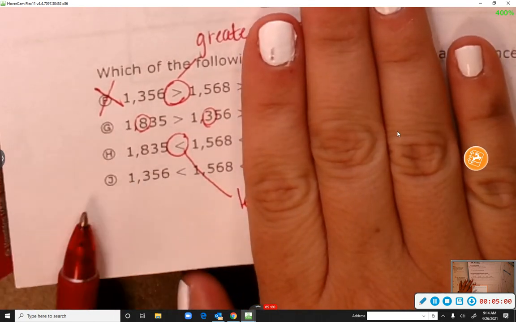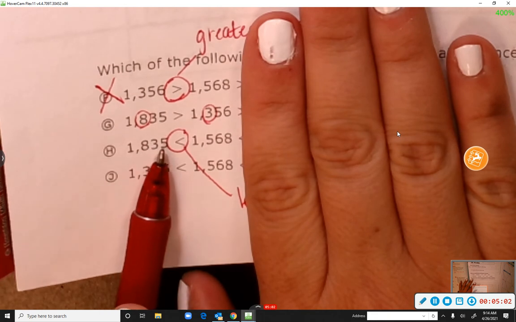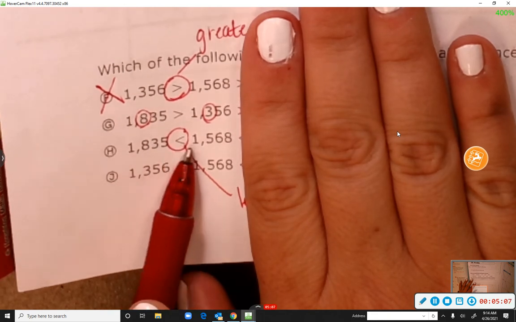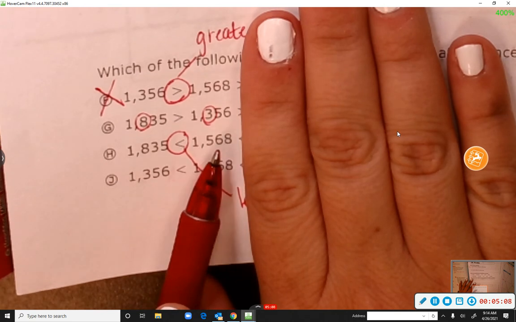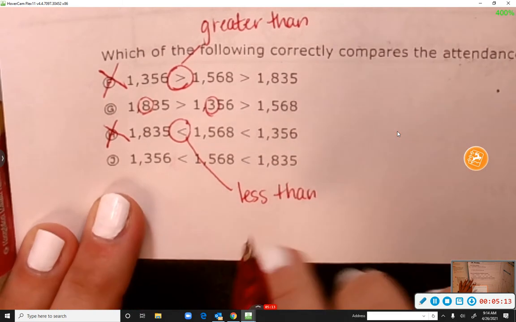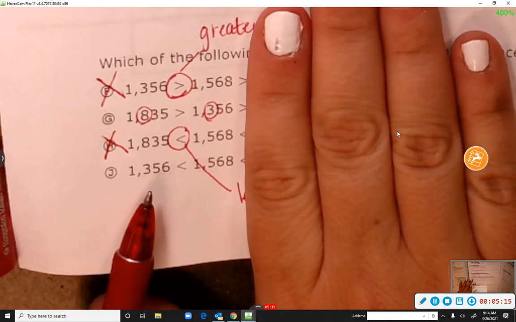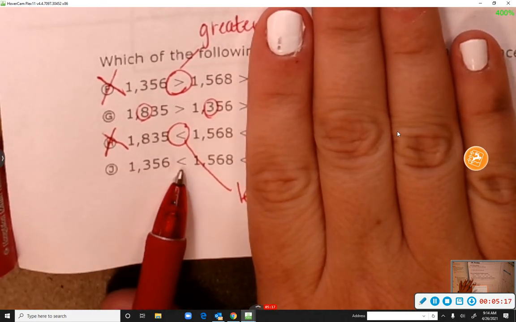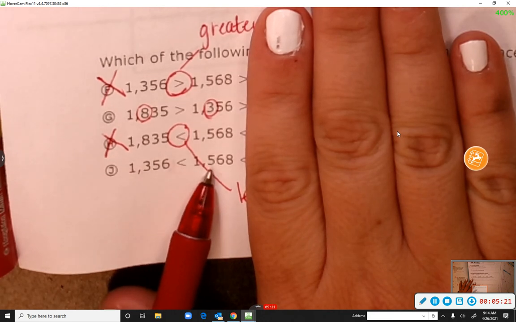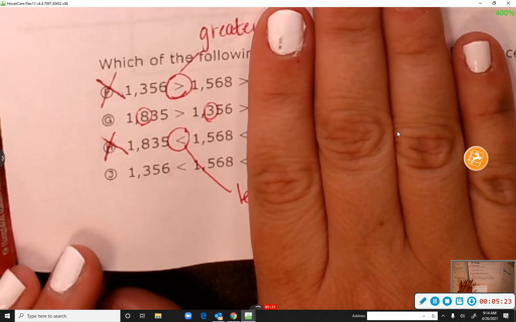I go to the next one. 1,835 is, what do we say? Less than 1,568. Is that true? No, it's not less. It's greater. And the last one, 1,356 is less than 1,568. Is that true? Yes.